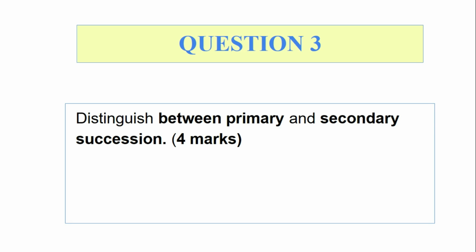Question 3 says distinguish between primary and secondary succession, and that's 4 marks. So in interpreting this question, they're basically asking for the differences, and it says 4 marks, so you want to put at least 4 differences if you can.